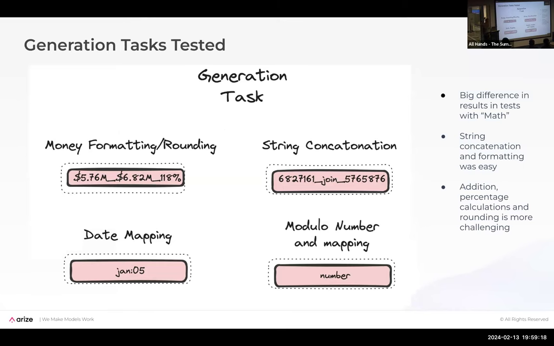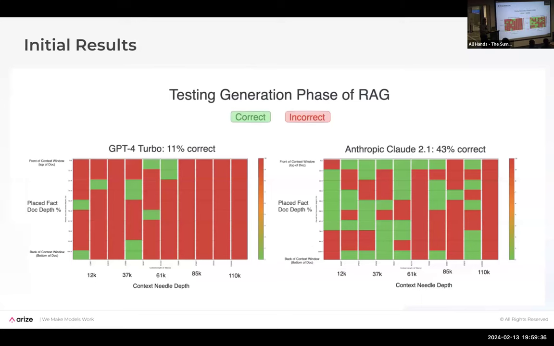We tested a mapping, we tested a modulo, a number, and some of the results are amazing. I don't have them here, but that is itself a whole presentation and a fascinating story. And then there's some other stuff, string concatenation and some arithmetic. And our results were shocking.